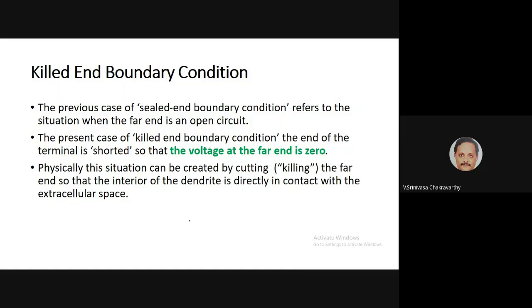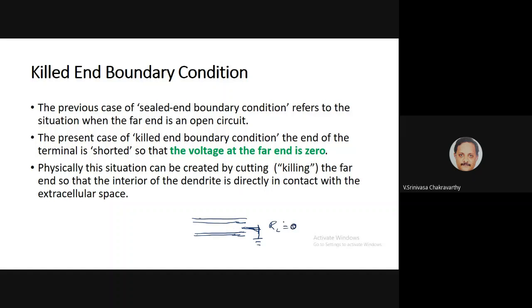So in killed end, basically imagine that I take a dendritic cable and then chop it at a given point, just for sake of argument. Then the cytosol comes into contact with the extracellular space. So this earlier high resistance patch of the membrane is now gone. Both cytosol and extracellular space are now in direct contact. So resistance offered is very little, so I can treat it as a short.